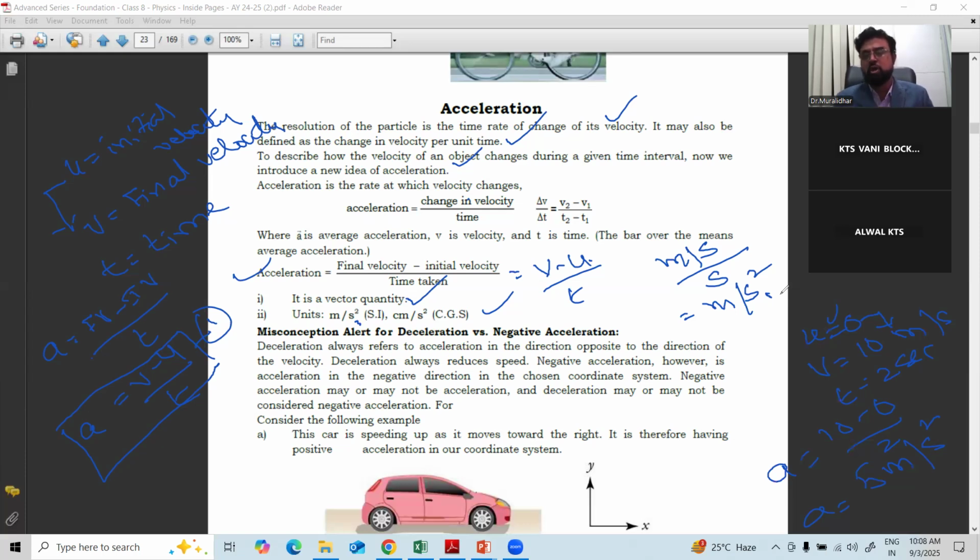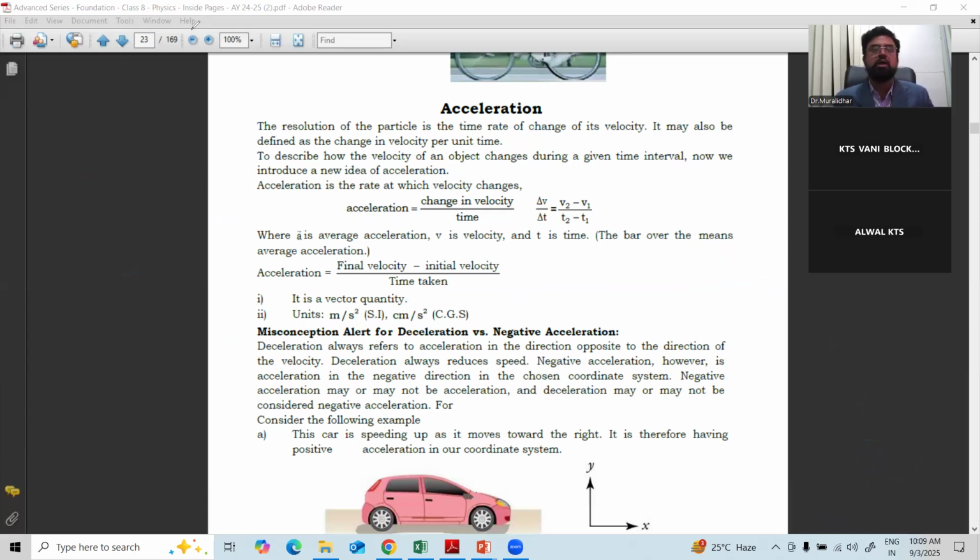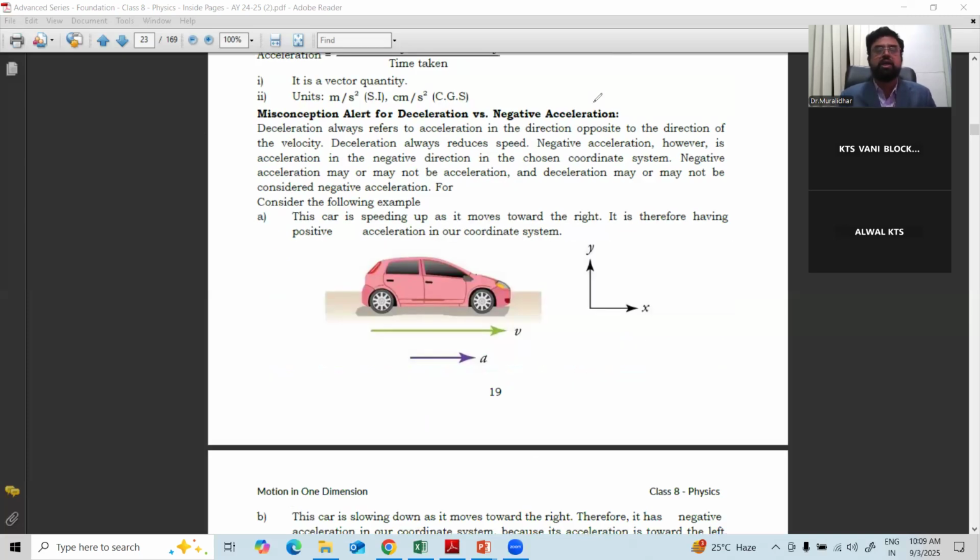It is a commonly used word also in our day-to-day life. You all know the role of the accelerator, either to increase the speed or to decrease the speed. When you come to the part of decreasing the speed, it is called deceleration or retardation. Okay. Something you can see here. Misconception alert for deceleration and negative acceleration. Deceleration always refers to acceleration in the direction opposite to the direction of velocity. So deceleration always reduces the speed.